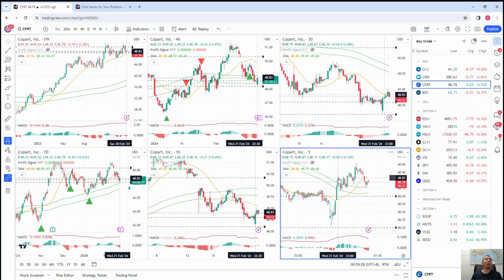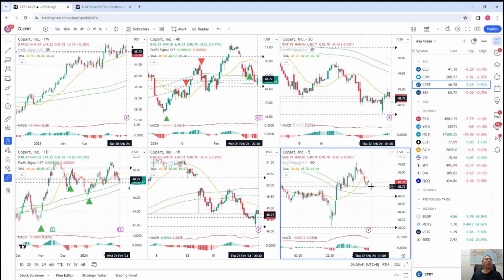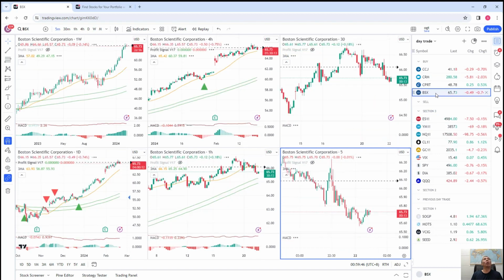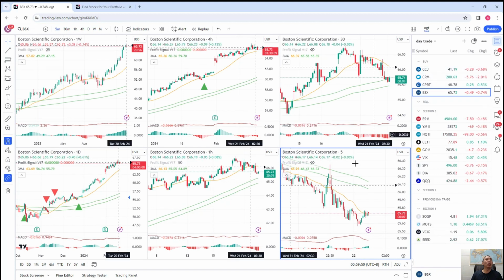You can see just now, CPRT was one of the bigger wins out of the other day trades, followed by CCJ, which is like $80+ of profit. One loss is this one. The first 3 are all profitable.